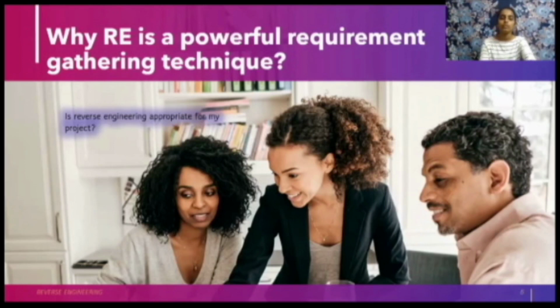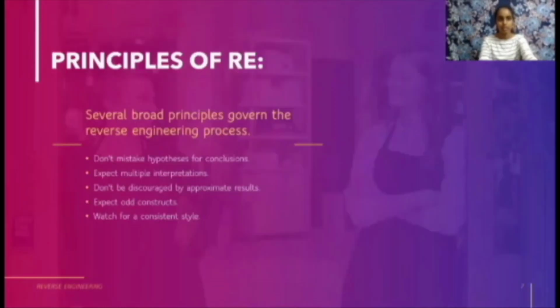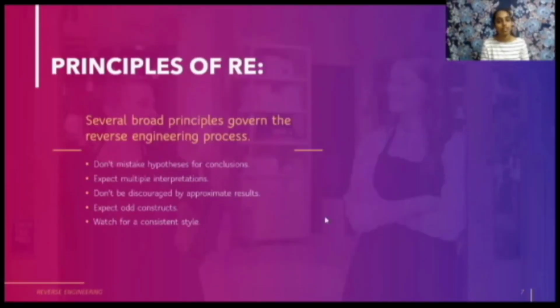So let us look into the principles of reverse engineering. Don't mistake hypothesis for conclusion. This literally means, see, reverse engineering yields hypotheses. You must thoroughly understand the application before reaching conclusions. You should not guess, you should conclude, okay? And the second principle is accept multiple interpretations. There is no single answer as in forward engineering. Alternative interpretations of database software can yield different models. The more information that is available, the less judgment should vary among the reverse engineers.